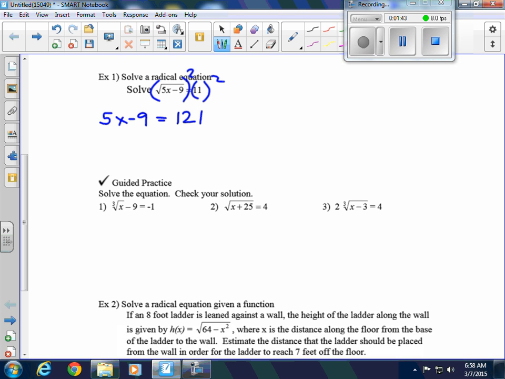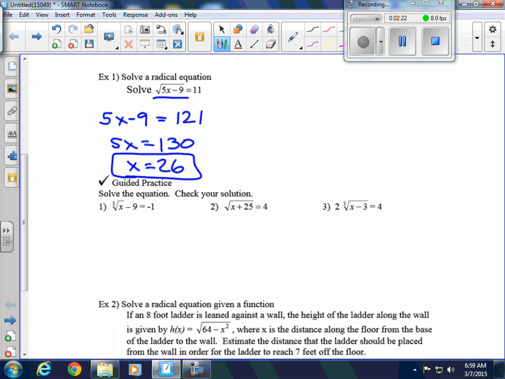You've solved hundreds and hundreds of problems just like this, so you solve it for x. 5x equals 130. And then you divide by 5, you get x equals 26. All right, so you're going to want to check that. You're going to want to plug it in, make sure that it works. Well, remember, here's your original equation. So 5 times 26 is 130. 130 minus 9 is 121. The square root of 121 equals 11. So it does work. Here is your answer.